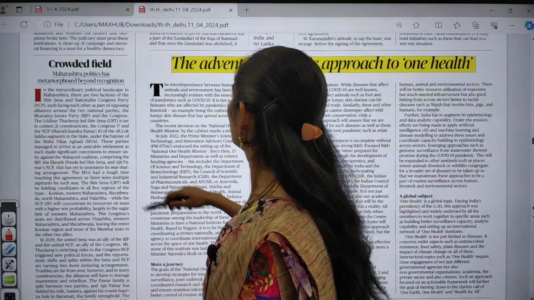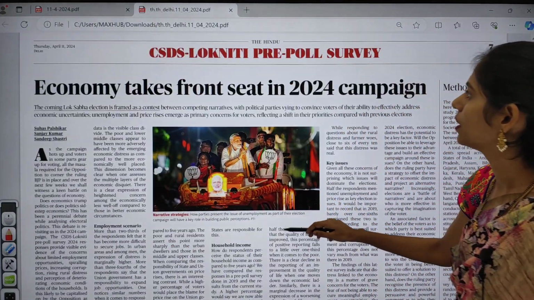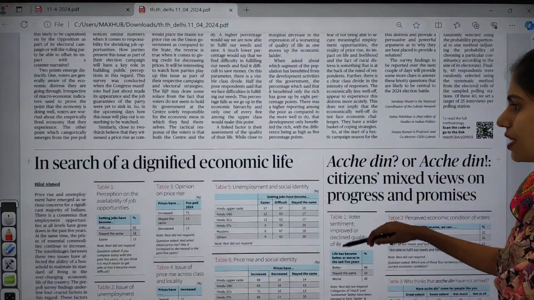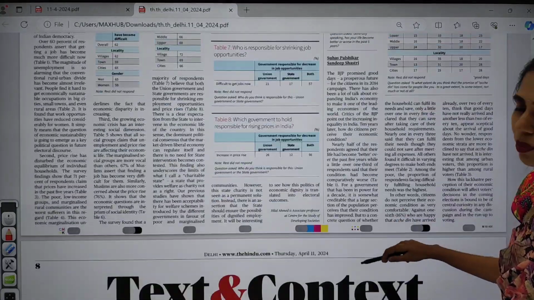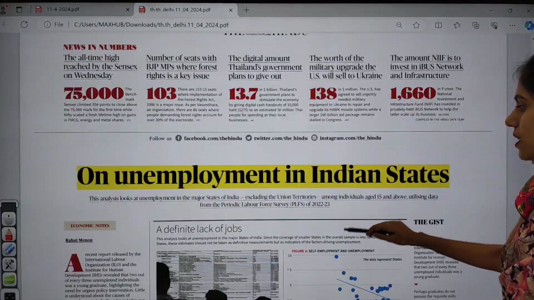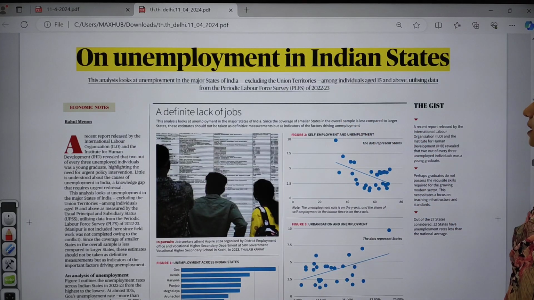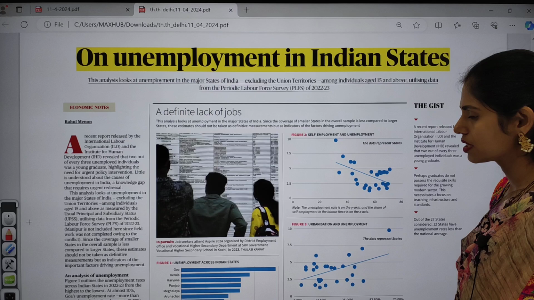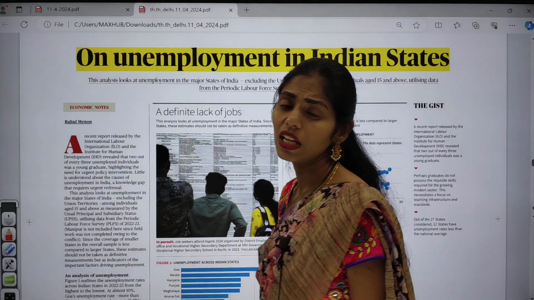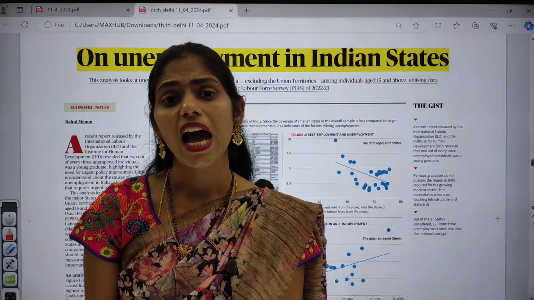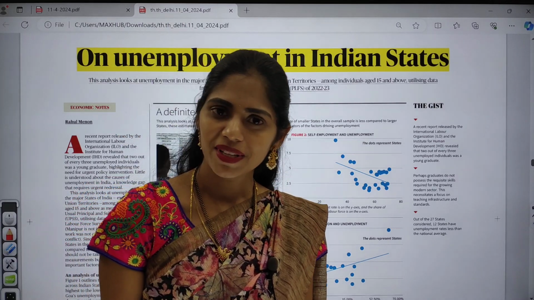Now let us move on to the next page. This is our CSDS Lokniti pre-poll survey. You can go through this if you are interested. There is no opinion page today. In this context, there is one more article regarding unemployment in Indian states. We are going to see this because recently the International Labour Organization released a report on unemployment, and there is a high chance of getting a question from this area.